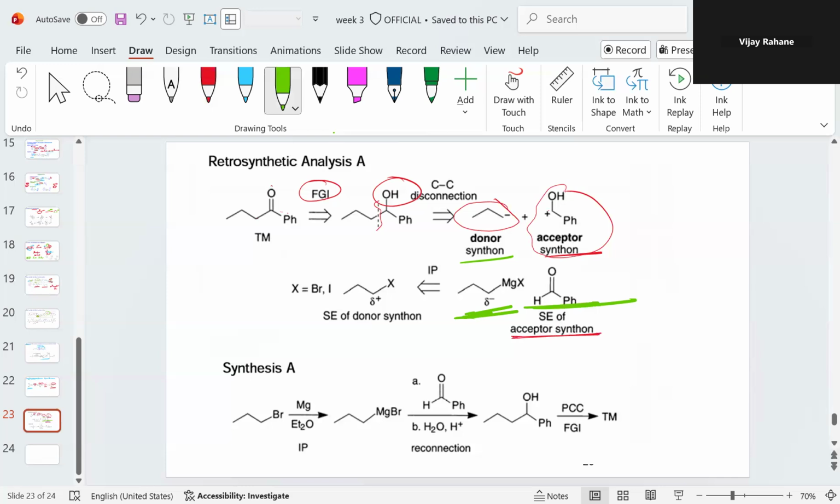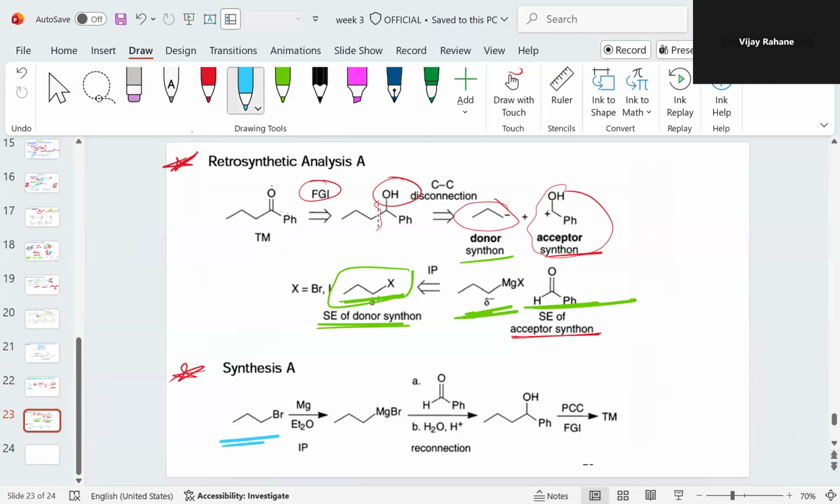We can achieve this Grignard reagent from an alkyl halide, either alkyl iodide or alkyl bromide. So this is the starting material, alkyl bromide. And for the synthesis of this molecule, we have propyl bromide. So the first part was the retrosynthetic analysis, and now this is the actual synthesis that we are going to do in the lab.